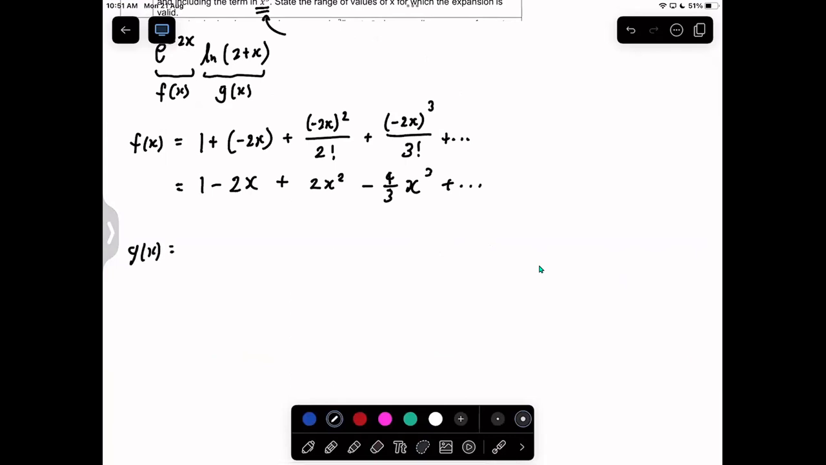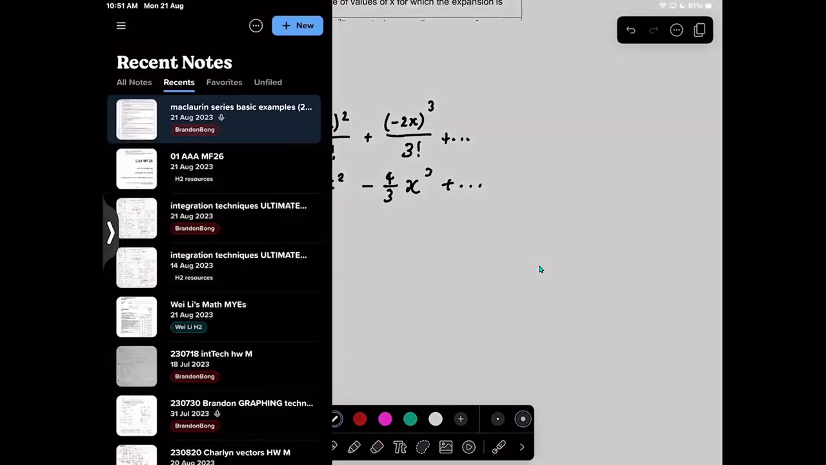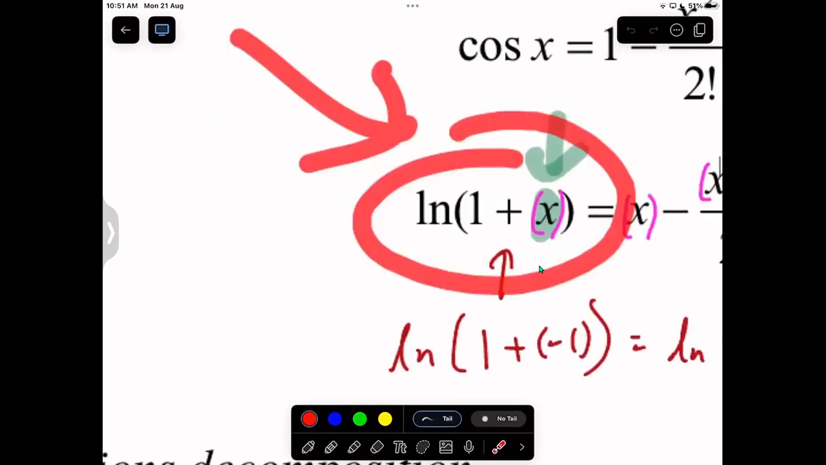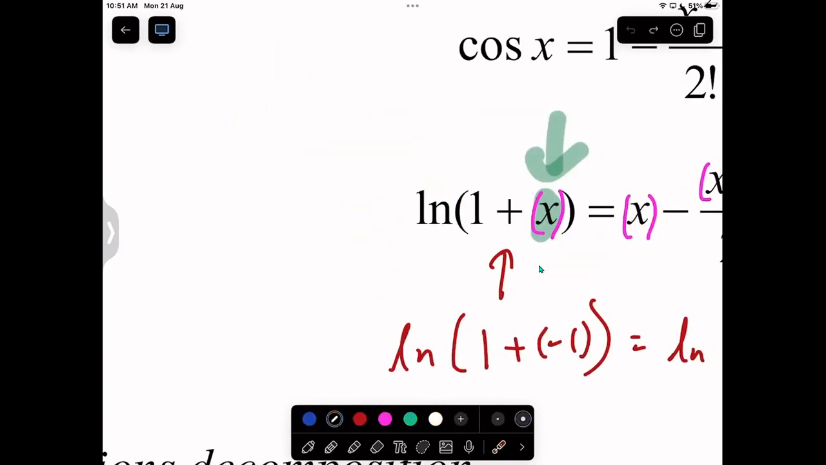This time you have ln of 2 plus x. Now let's take a look at the formula list. What we have is actually ln of 1 plus x, right? Available here. However, look, this is 1 plus. I didn't write this down in the notes, but this must be 1.